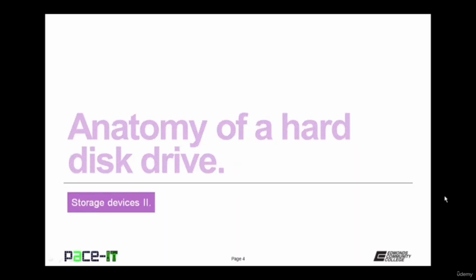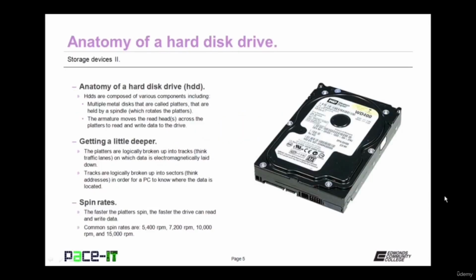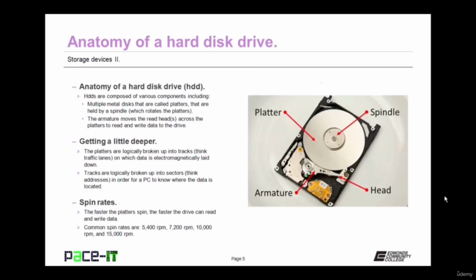And of course, we begin by talking about the anatomy of a hard disk drive. So hard disk drives are composed of various components, including multiple metal disks that are called platters. These are held in place by a spindle which rotates the platters. Then there's the armature, which moves the read head across the platters to read and write data to the drive.